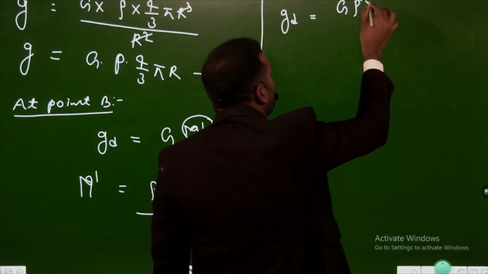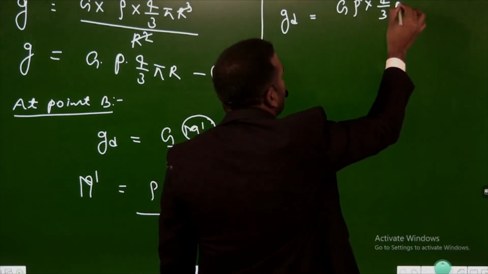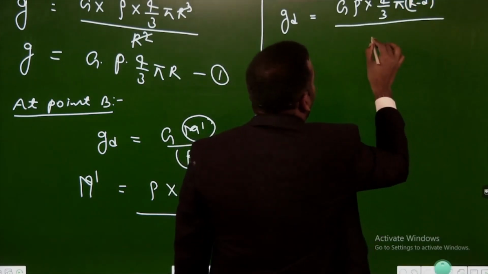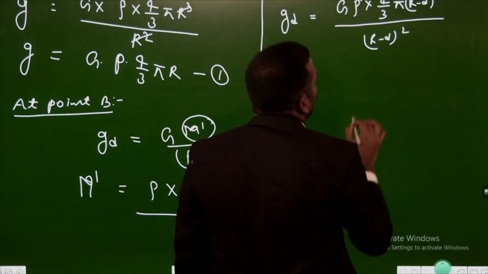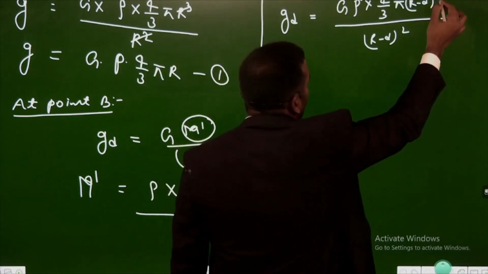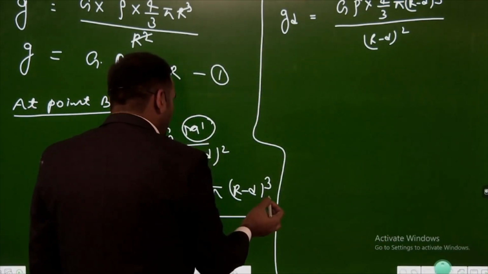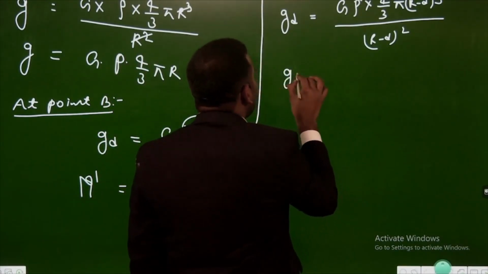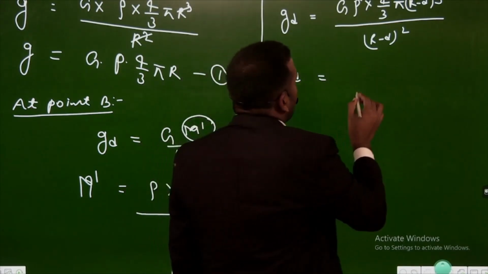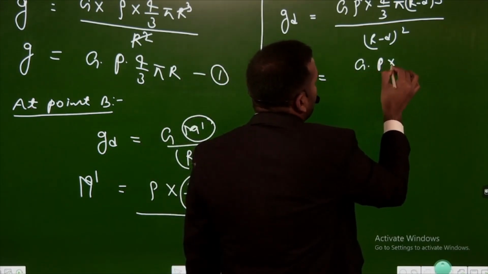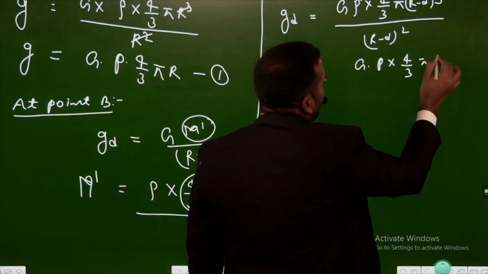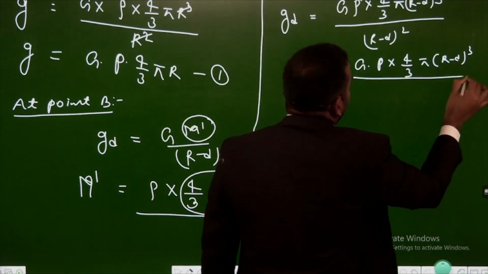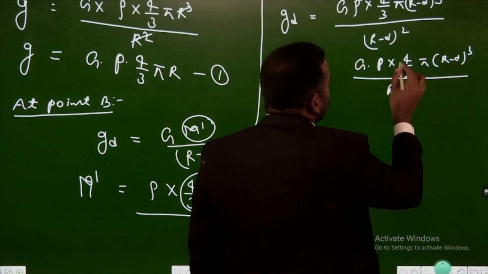We have rho into 4 upon 3 pi (R minus d) whole cube, and upon (R minus d) whole square. So we have here R minus d cube, because the volume of this sphere is that. Now we have g_d is equal to G into rho into 4 upon 3 pi (R minus d) whole cube upon (R minus d) whole square. Here we cancel out.